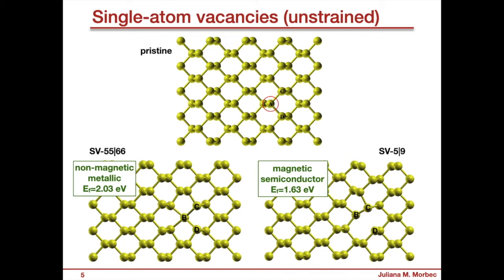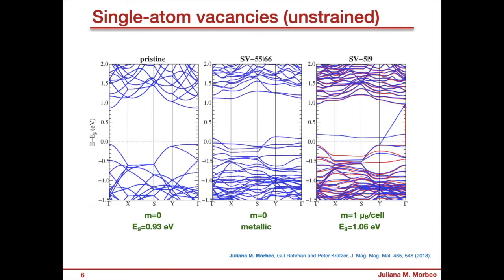Pristine phosphorene is non-magnetic. By creating a single vacancy, you can have a magnetic configuration, but with a quite high formation energy, 1.6 electron volts. And here is just the band structure of these configurations. See, on the left hand side here you have a pristine configuration that's non-magnetic and has a band gap of slightly above 0.9 electron volts.